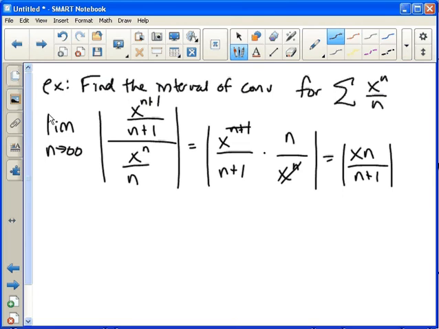Okay, now remember your rules about the powers of n. If the powers of n are the same, then the limit will be your coefficients. So your limit is going to be x over 1, or just x. So our limit is the absolute value of x. Now if you recall, the ratio test says that if your limit is less than 1, then you converge. So if this is less than 1, then we converge. And that tells us that our radius of convergence is 1.